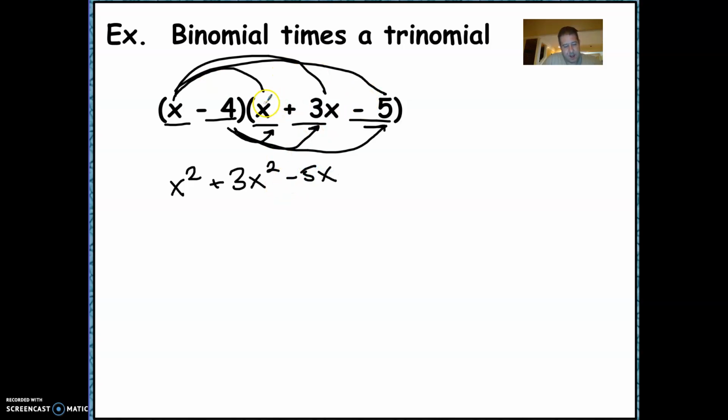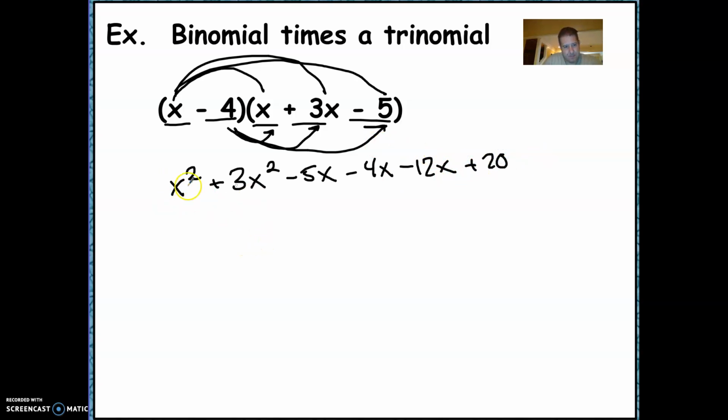Now, I am realizing that I think this was intended to be squared, because I could have just simplified these two first and then done it the method before. But I'm going to get the same answer in the end. Negative 4 times x is negative 4x. Negative 4 times 3x is negative 12x. Negative 4 times negative 5 is positive 20.